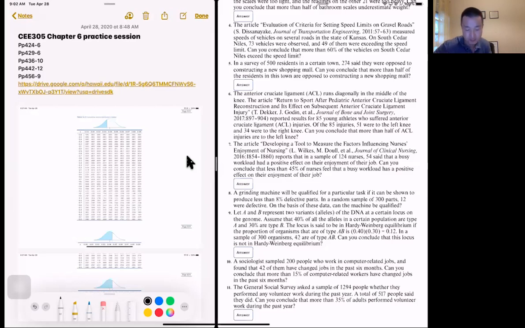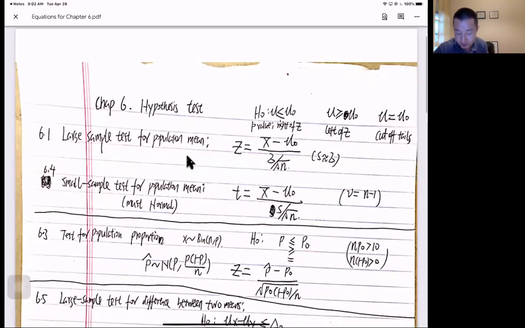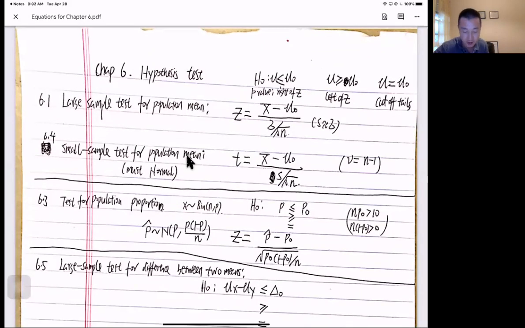So today we're gonna do a practice session for chapter 6, which is hypothesis test. We're gonna do 5 questions here for different sections. Here in this document, at least, is almost all the equations available for chapter 6.